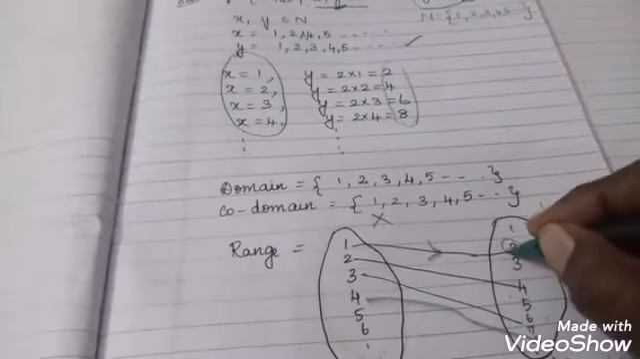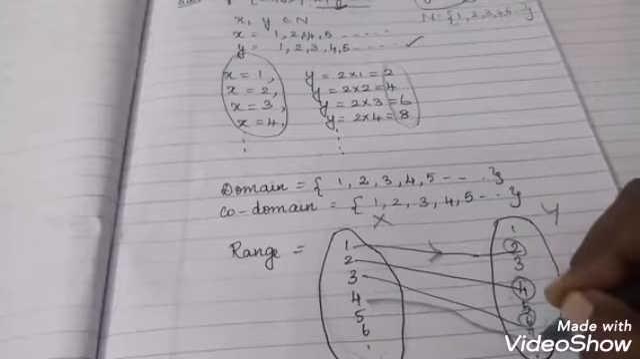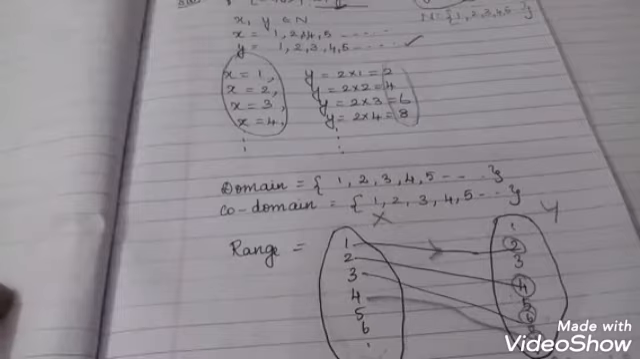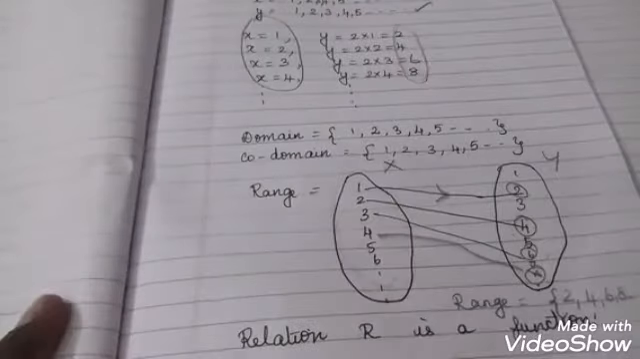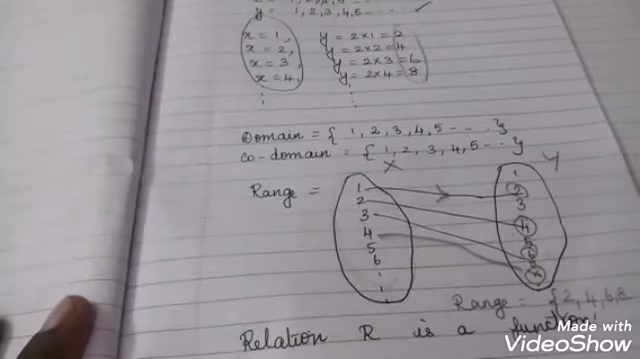So here, what will be the range? 2, 4, 6, and then you will have 8, 10, etc. The set of all even numbers will be nothing but your range. So how do I write here? Range is equal to 2, 4, 6, 8, and so on. This is what you have here.